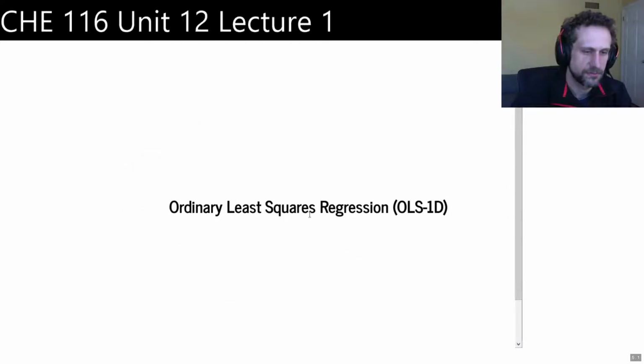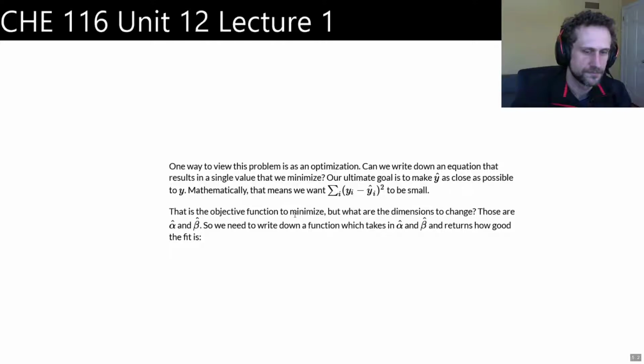So let's see an example for one dimension. Remember that our y hats are basically our estimate, and the y's without the hat are the true values. So mathematically, we want our y minus y hat to be as small as possible. That means we want our estimated y's to be as close as possible to the actual y's.